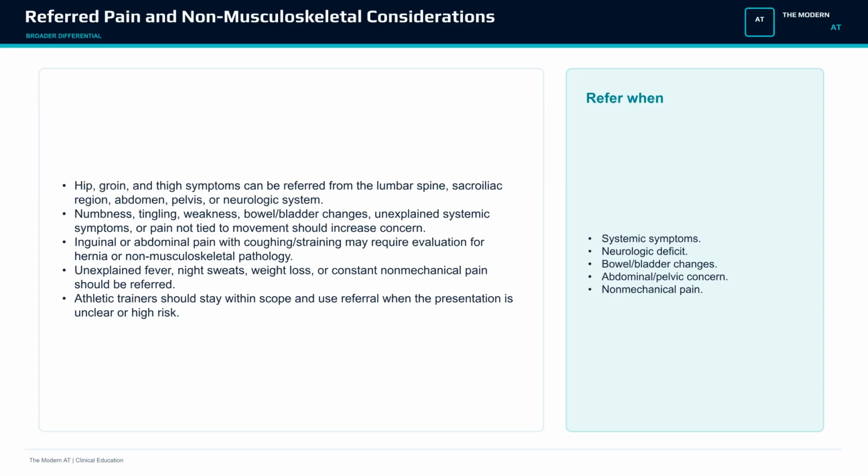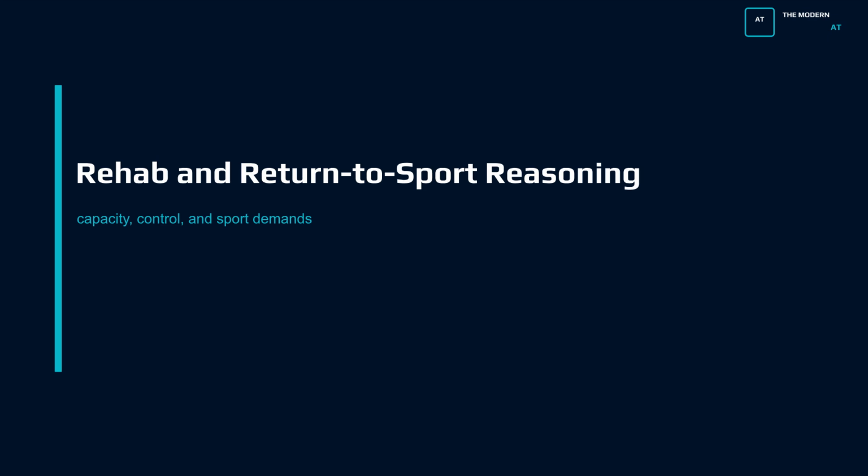movement should increase concern. Inguinal or abdominal pain with coughing or straining may require evaluation for hernia or another non-musculoskeletal condition. Stay within scope. If the presentation is unclear, systemic, neurologic, abdominal, pelvic, or high risk, referral is the appropriate clinical decision. Rehabilitation and return to sport reasoning should match the tissue, irritability, severity, and sport demands.